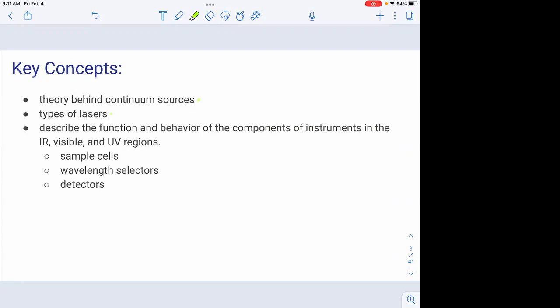Then we're going to jump in and talk about the rest of the components that we need for an optical spectroscopy instrument, right? From that list of 5 we just made. So sample cells, wavelength selectors, and detectors. And we'll talk about theory and types for each of those.